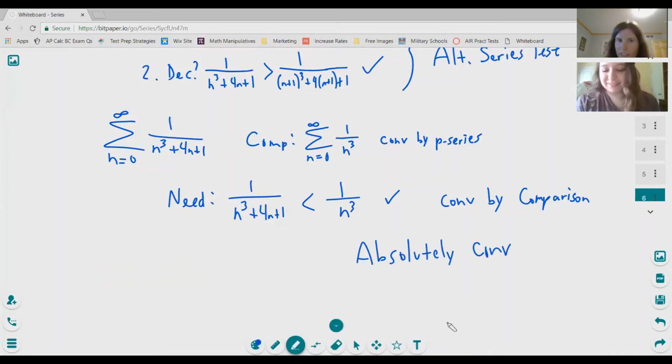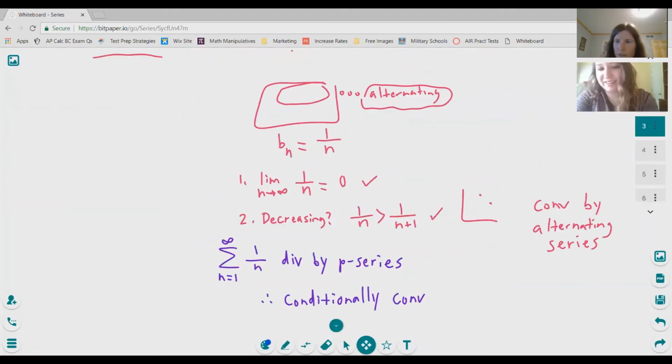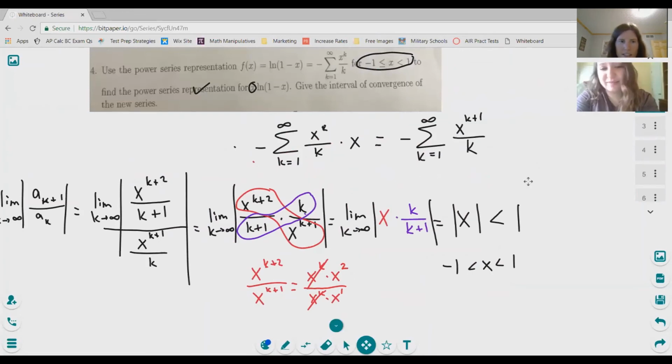Awesome. Feeling good about the conditional versus absolute? Yeah. Is there anything else you want to look at today? Feeling pretty good? Yeah, I think I'm okay. So going forward, what do you think you need to work on the most? Are any of the tests still a little unclear? I'm feeling better about the alternating stuff. Good. I'm probably going to look at the power series some more. Yes, definitely.